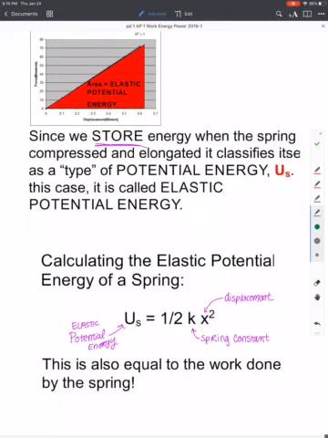So we can find the work done by a spring using an equation or the area of a graph. We can find the force on a spring by using Hooke's law, F equals kx, or the slope of our line, which could give us the spring constant. And these are all the things that we need to know about springs.